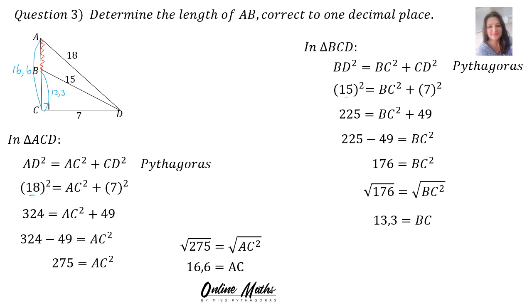13,3. So to find the length of AB, we can say AB is equal to the whole of AC minus BC. 16,6 minus 13,3. Therefore, AB's length is 3,3 units.